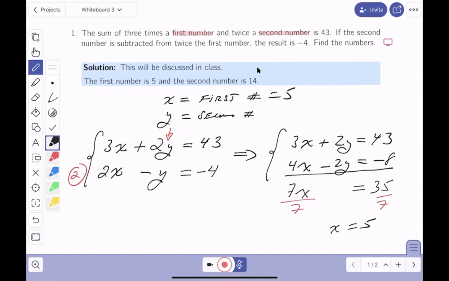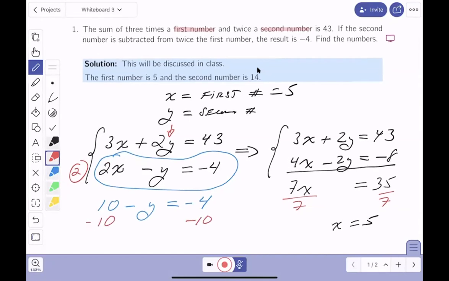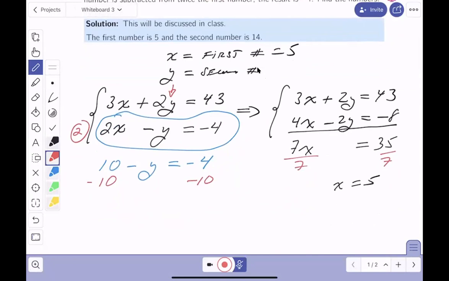How do you get the second number? Well, what I would do is I would just plug it in anywhere. So for example, if I plug it into the second equation, what would you get? Well, let's do it. Twice x would be 10, right? Minus y is equal to -4. I'm going to subtract 10 from both sides.